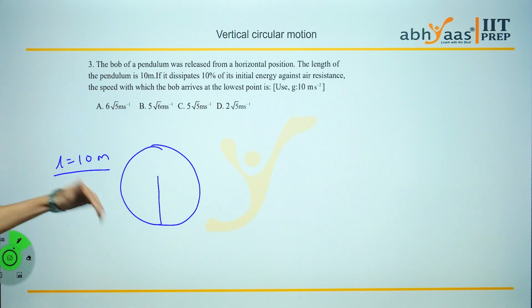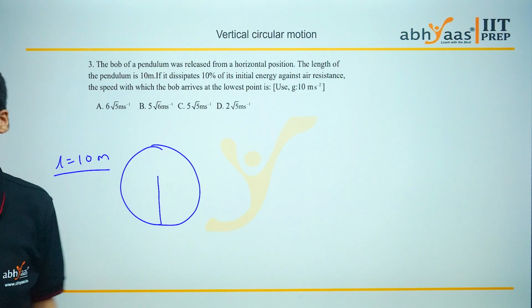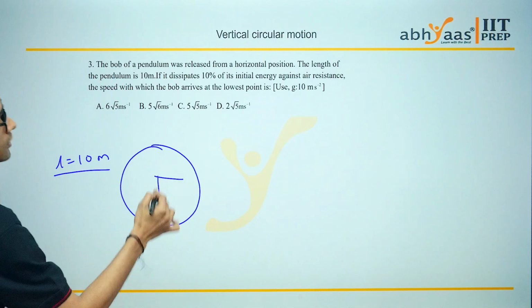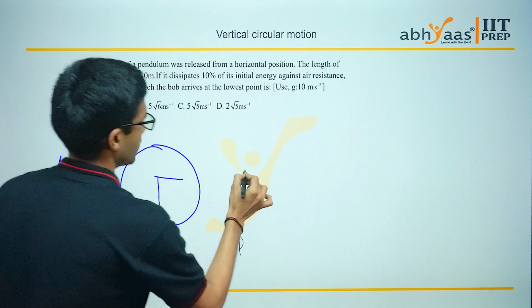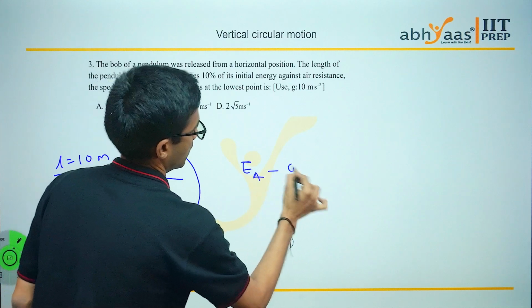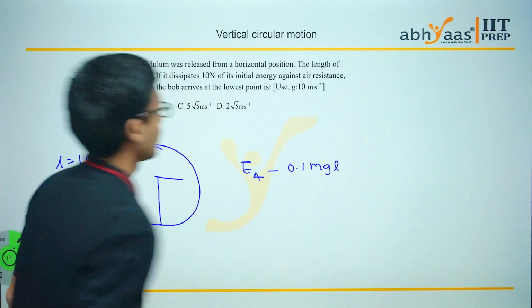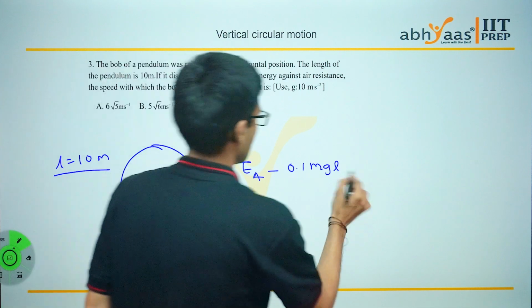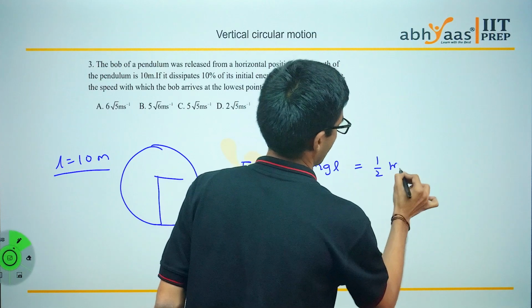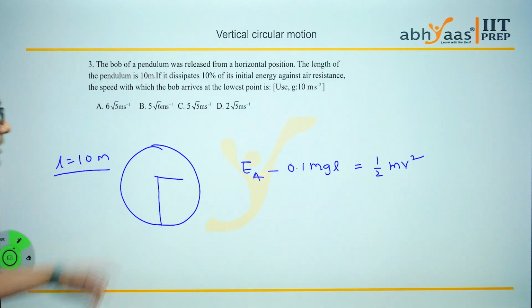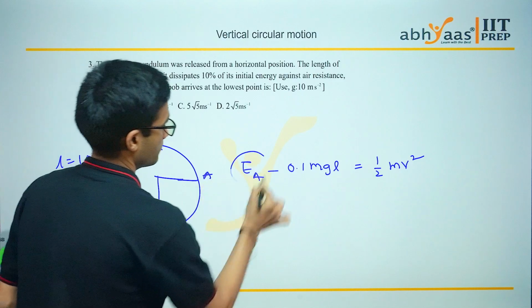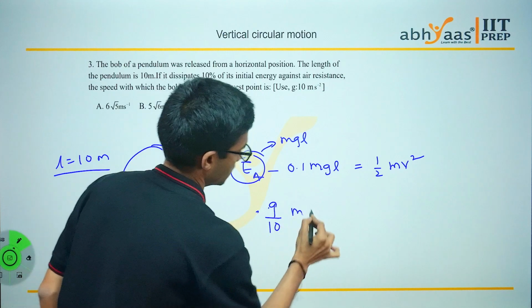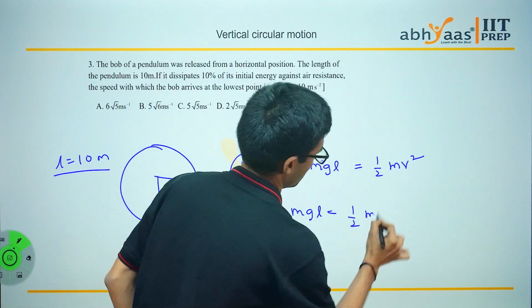But when it goes to the lowest position, 10% of the energy is lost. So if you consider this as A, minus 1, mgl is equal to... what is this? At the highest position, what will be there? We have another thing, that is kinetic energy. So at the highest position, that is A, you take 9 by 10 mgl equal to half mv square.